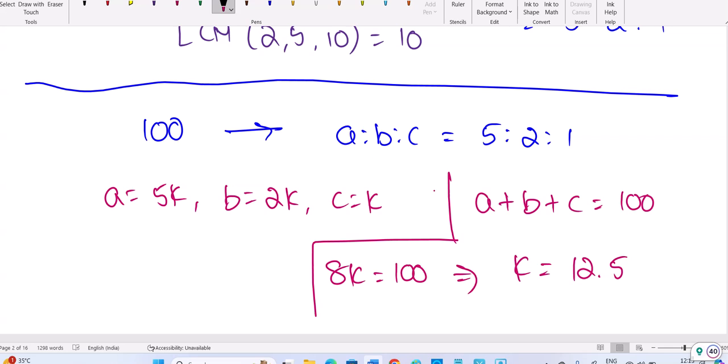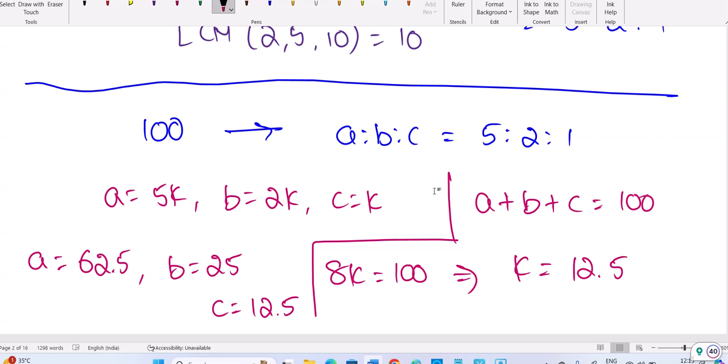Now what is the A value? 5k. 5 into 12.5 is 62.5. B is nothing but 2 into 12.5, which is 25. C is nothing but 12.5. Adding all those three, no? A is 62.5, C is 12.5, that is 75. B is 25, so 100. A plus B plus C equals 100, it is justified. This is the procedure, how to proceed.